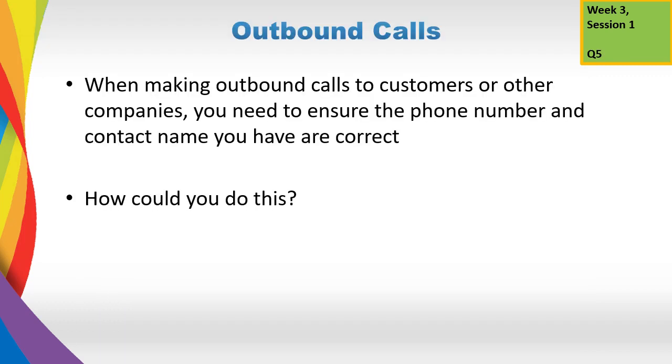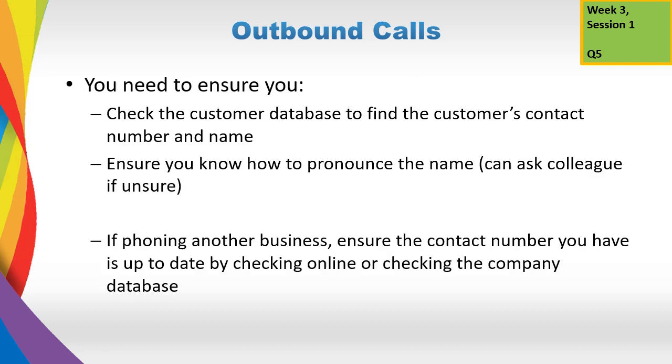Outbound calls. When you're making outbound calls to customers and other companies, you need to make sure that the phone number and contact name that you have are correct. How could you do this? What could you do to make sure the number is right for the company? You need to check your customer database to check the customer's contact name and number. You need to make sure you know how to pronounce the name. You can ask a colleague if you're not sure.